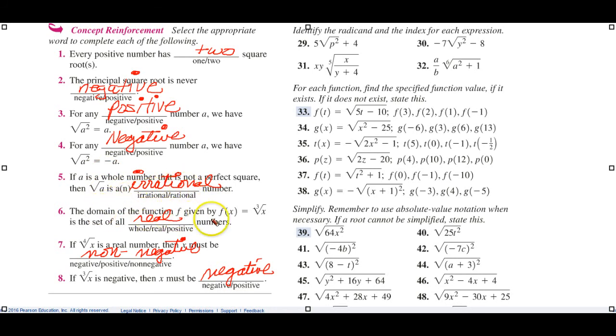The domain of the function given by the cube root of something is the set of all real numbers. Because when you have an odd index number, there are no qualifications. It's all real numbers.